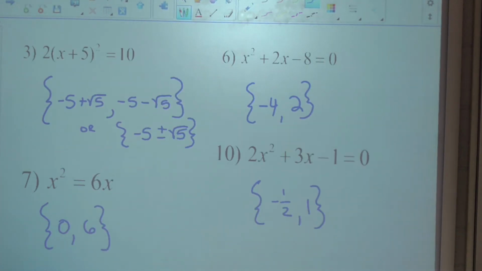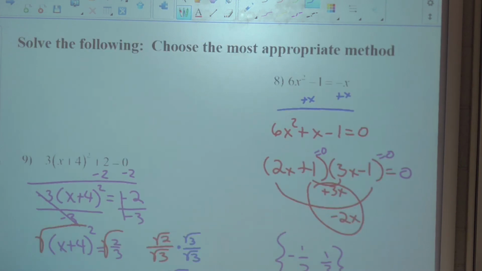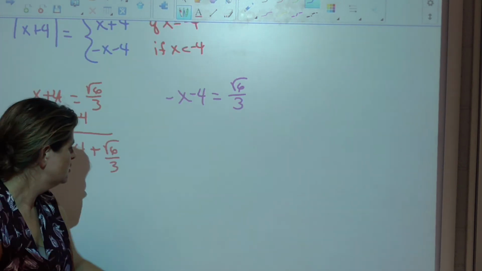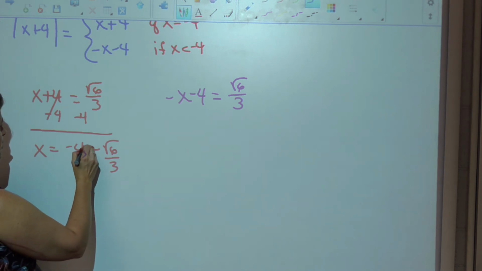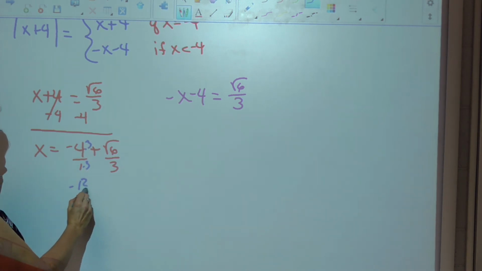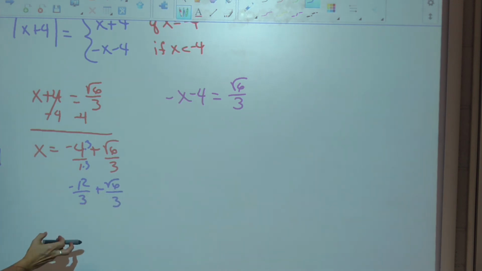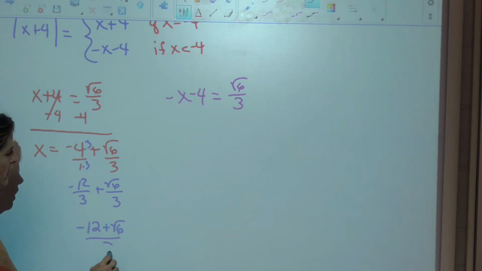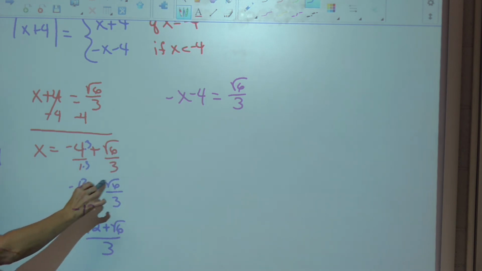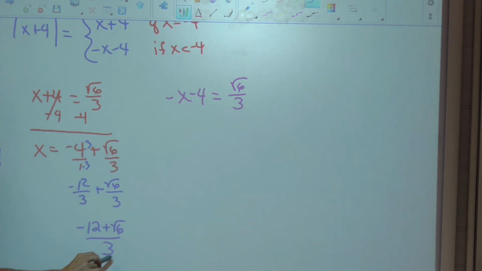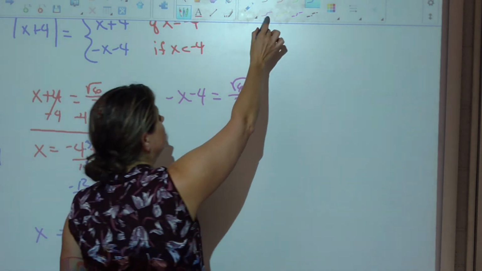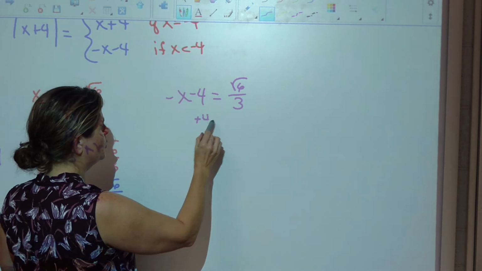Whoops, don't stand too close to the board. Common denominator of 3, so that would be a -12 over 3 plus root 6 over 3. These two numbers can't combine because one's a radical and one's not, but that would be -12 plus root 6 over 3. Again, the red is not a bad answer, it's just a lot of times you'll see it combined like this. And when I solve the second piece, I'll add my 4.